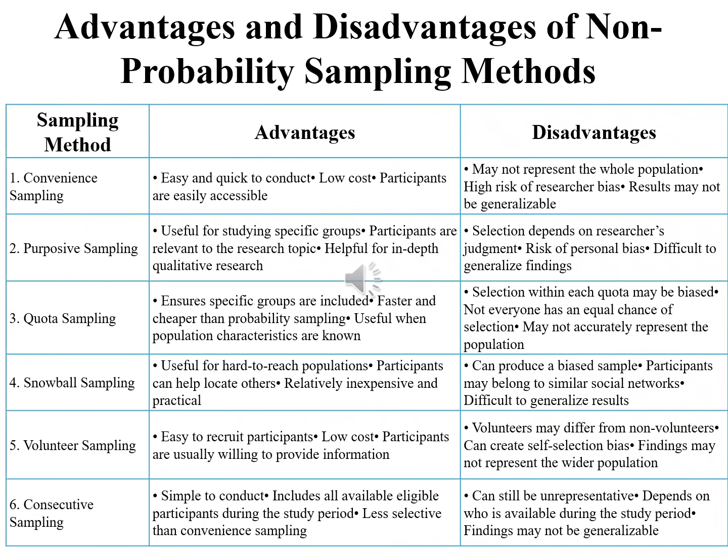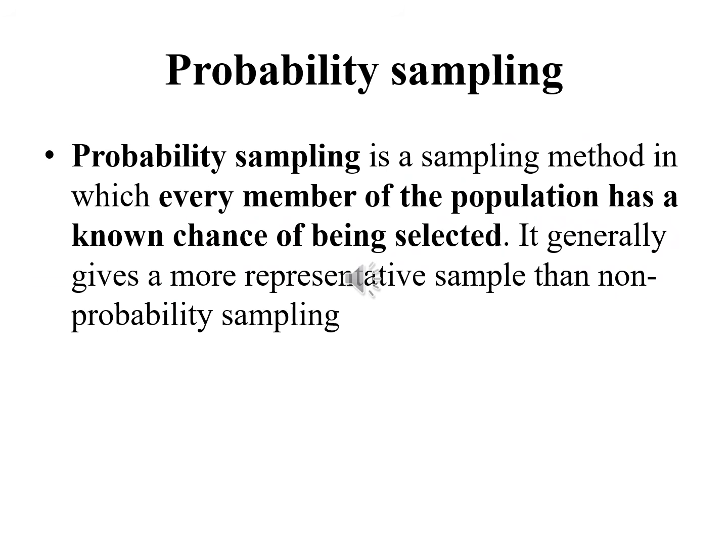So remember that these are all the advantages and disadvantages of non-probability sampling. Now let's continue to understand what probability sampling is. Probability sampling means selecting a sample using random methods, so every member of the population has an equal chance of being selected.